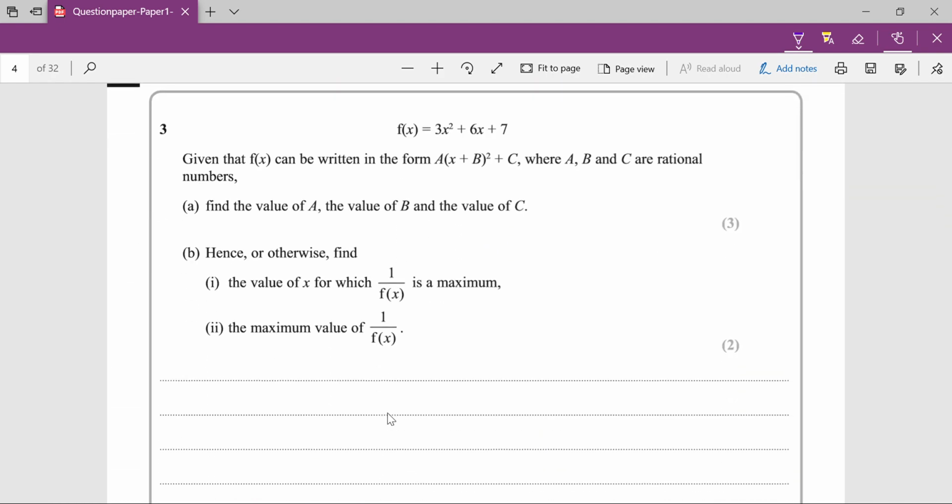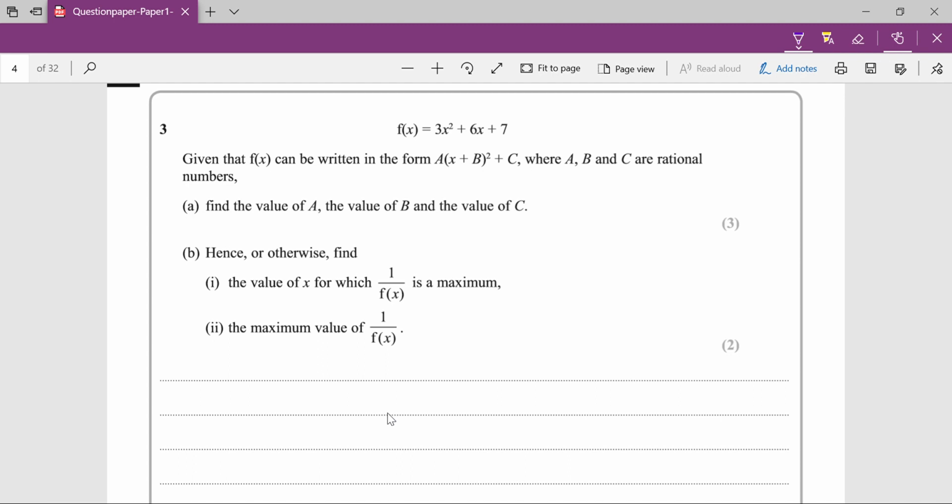Okay, next we have this question about a function here. f(x) is 3x squared plus 6x plus 7. Given that f(x) can be written in the completed square form, so the a part is just asking us to complete the square, and the b part is asking us to do some differentiation, it seems like, because we're finding the value of x for which 1 over f(x) is a maximum, and the minimum value of 1 over f(x).